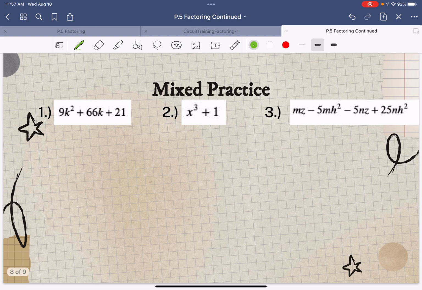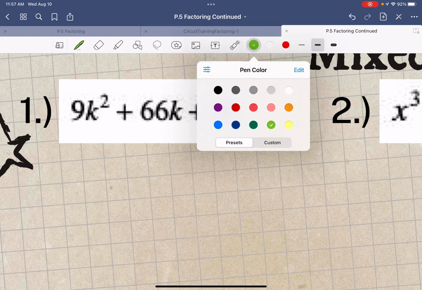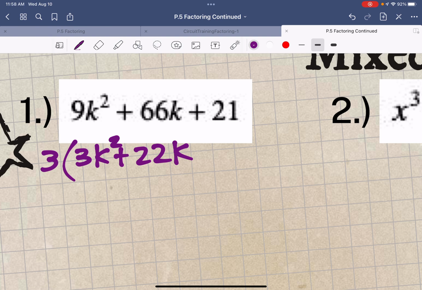All right, let's look at this page. All right, so this is a trinomial. So first let's ask ourselves, greatest common factor. Is there a GCF here? Actually, I think I see one. I believe I can take a 3 out of all of those terms. So 9 divided by 3 is 3. 66 divided by 3 is 22. And 21 divided by 3 is 7.